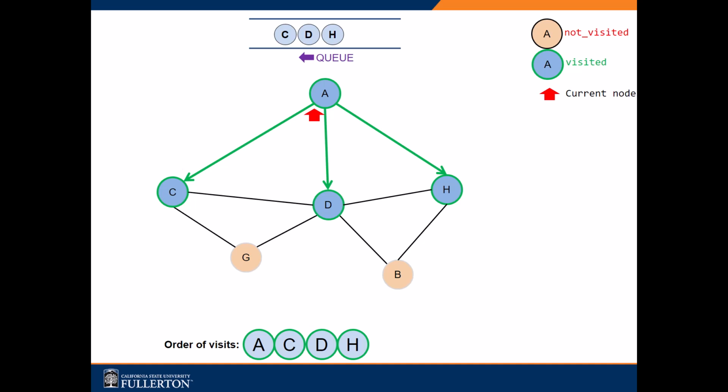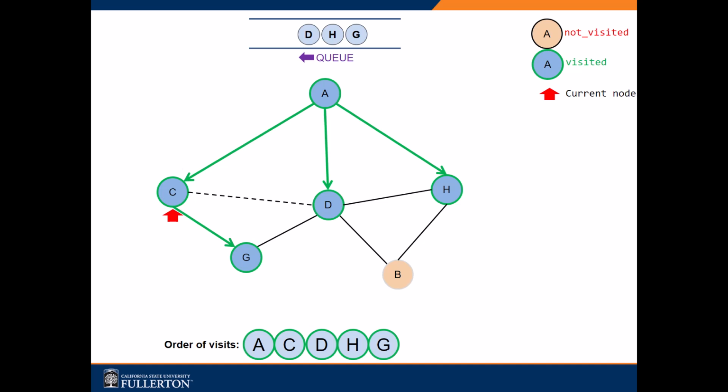So notice that I insert them in lexicographic or alphabetical order. So first C, then D, then H. After this, we are done with the current node A, and for the next iteration, we'll pop the front of the queue, which gives us C, and C becomes our new current node. C has 3 neighbors, but only G is not visited. So we mark G as visited and insert G into the back of the queue.